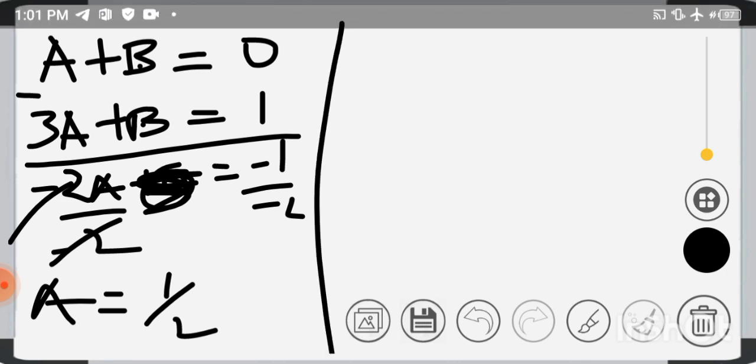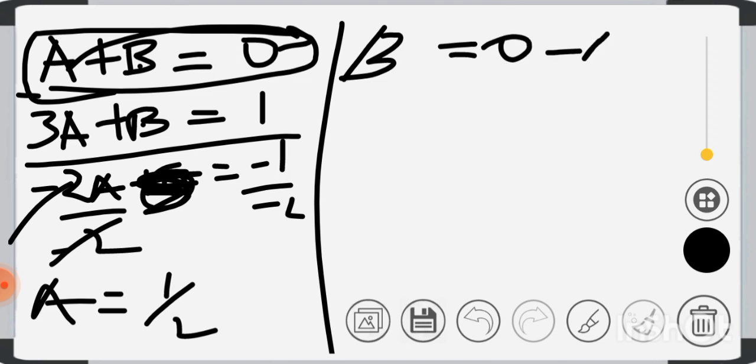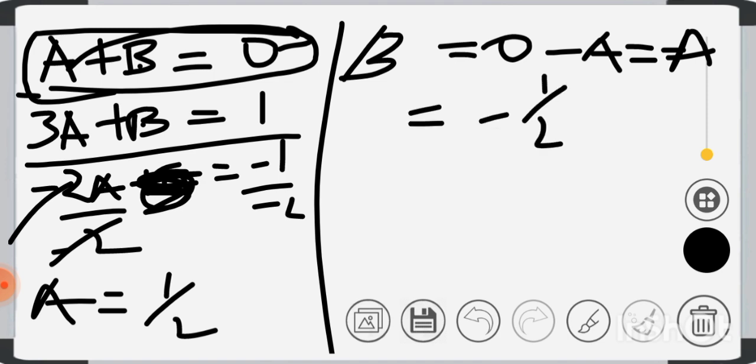Then from here, you can say b is equal to, if you move a to the other side, 0 minus a. That is also minus a. So a is half, so b is minus half. So a is half, b is minus half.